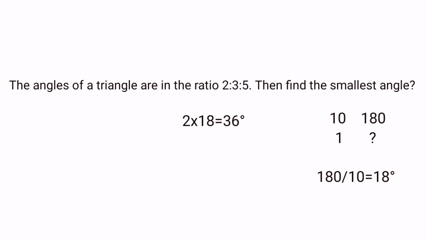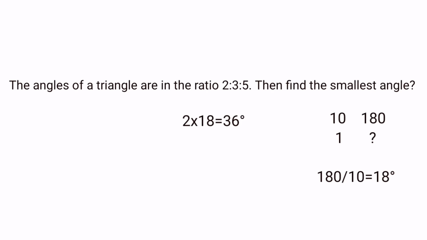Now if the question is to find out the largest angle, how we will solve for it? Here from the ratio, the largest part is 5. So the angle will be 5 into value corresponding to one part is 18. 5 into 18 will be equal to 90 degree.